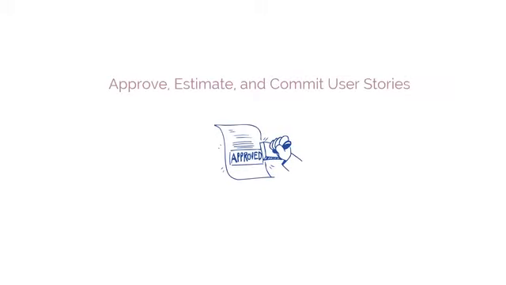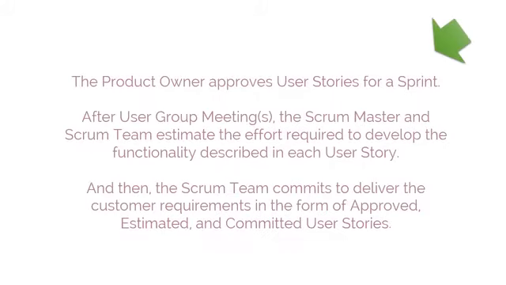The next process is approve, estimate, and commit user stories. In this process, the product owner approves user stories for a sprint. After user group meetings, the Scrum Master and Scrum team estimate the effort required to develop the functionality described in each user story. And then, the Scrum team commits to deliver the customer requirements in the form of approved, estimated, and committed user stories.